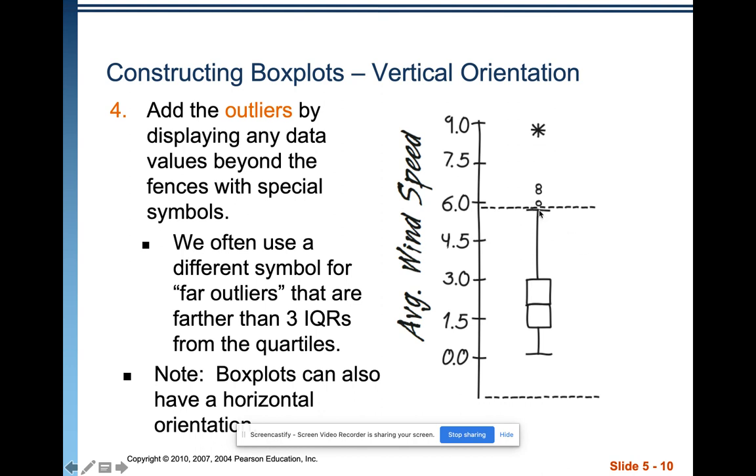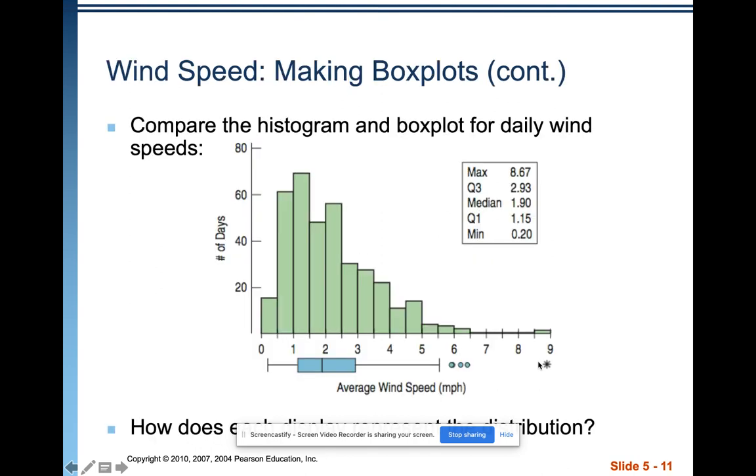So how do we know where our whisker ends if we have outliers? Because certainly, this one's not going to go all the way up to the maximum. Then, in this case, the whisker goes to the highest non-outlier value. If it were the situation where we had low outlier values, the whisker would go to the lowest non-outlier value. Okay, so we're going to compare the histogram and box plots for daily wind speeds.